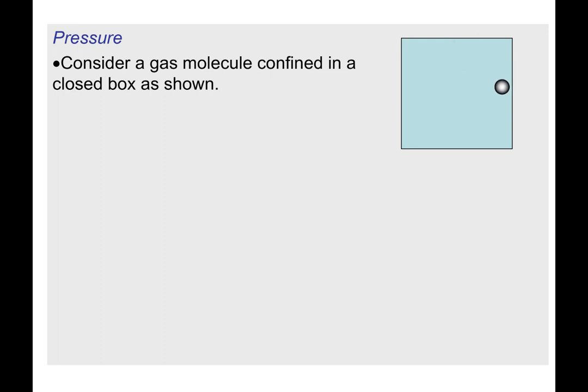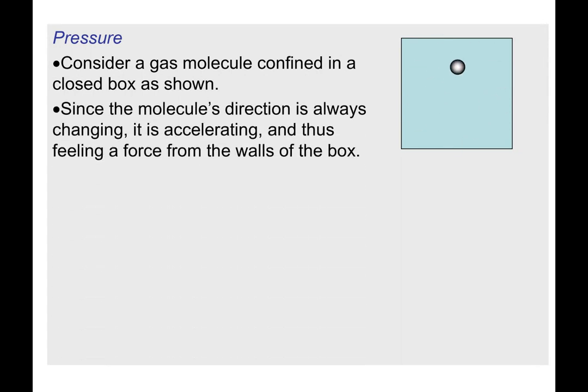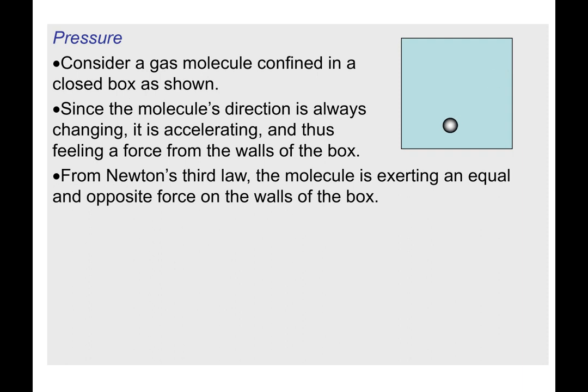If we look at a gas molecule that's confined in a closed box as shown, you can see that the molecule's direction is changing pretty frequently. From kinematics and Newton's laws, if it has an acceleration, which it clearly does anytime it hits the wall, then there's a force that it feels. So the walls of the box are exerting a force on the molecule. By Newton's third law, the molecule is at the same time exerting a force on the walls of the box.